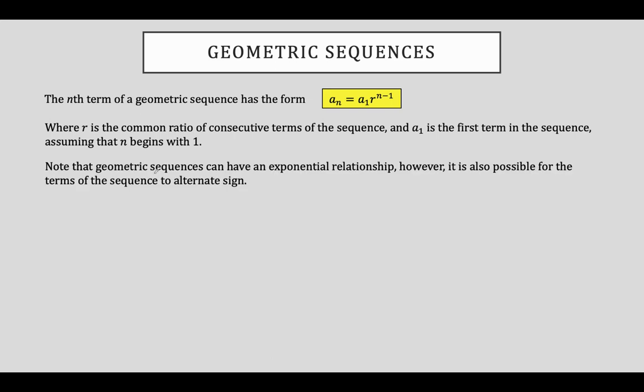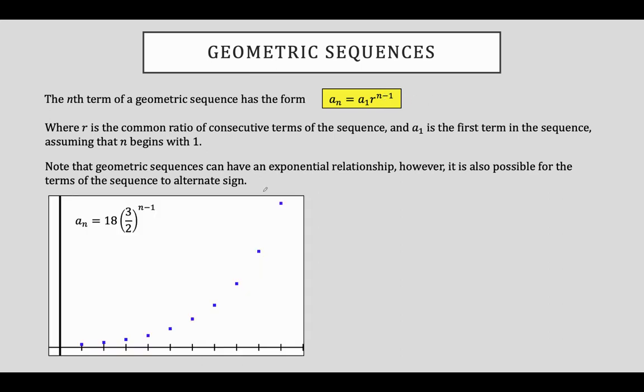Note that geometric sequences can have an exponential relationship. However, it is also possible for the terms of the sequence to alternate sign. And they have this exponential relationship because notice your variable n, the value that we are substituting in for, is located in the exponent. So for example, here I have the sequence a subscript n equals 18 times 3/2 raised to the n minus 1. Again, this is a geometric sequence.